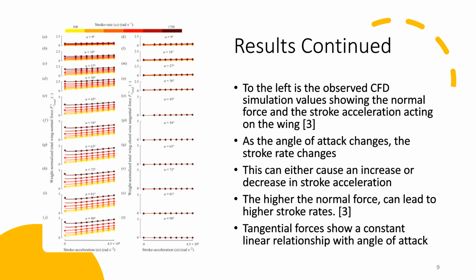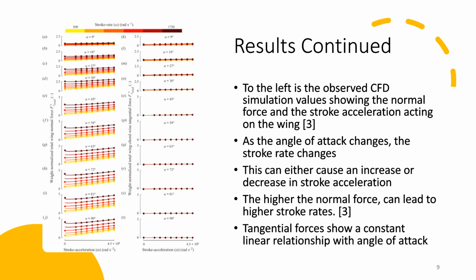Now, let's see these results continue. There was a research paper that I found that observed CFD simulations showing the normal force and the stroke acceleration acting on the wing itself. Now, as we said earlier, as the angle of attack changes, the stroke rate changes also. This can either cause an increase or decrease in stroke acceleration, depending on what the insect is going through and where it's taken off from. It can change its angle of attack, so its stroke rate can either increase or decrease. This helps it fly more and stabilize itself in flight.